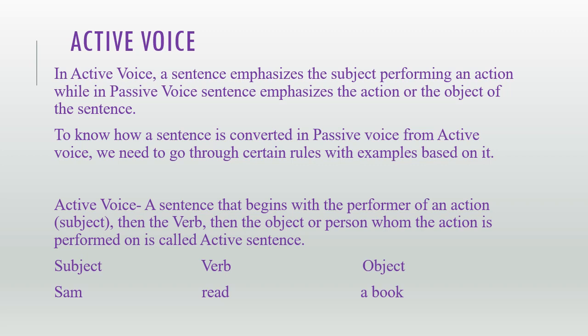Now, in active voice, a sentence that begins with the performer of an action or subject, then the verb, then the object or person on whom the action is performed, is called an active sentence. For example, the subject is Sam, the verb is read, and the object is a book. So, Sam read a book.